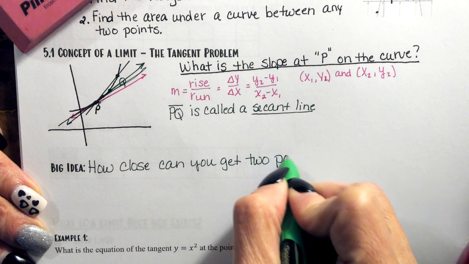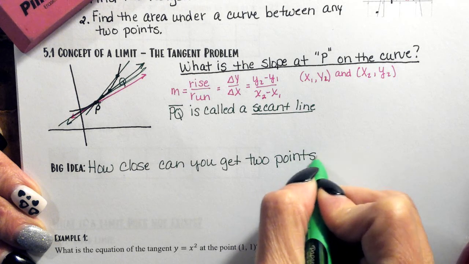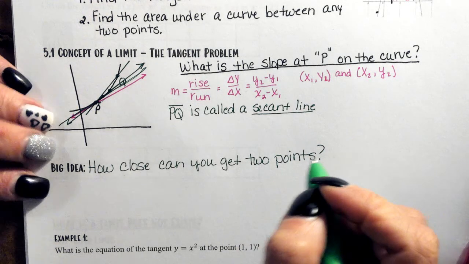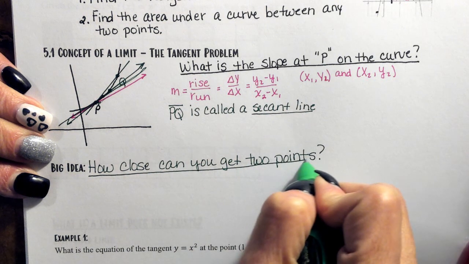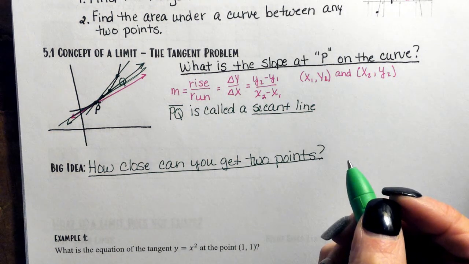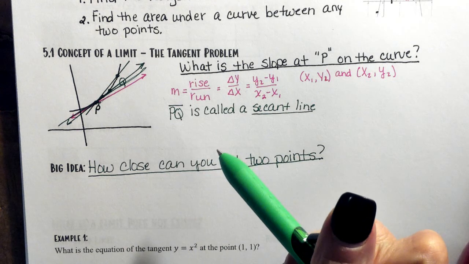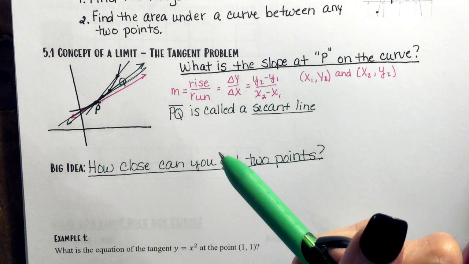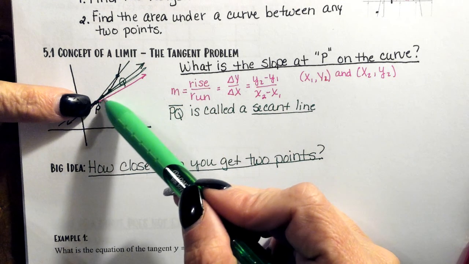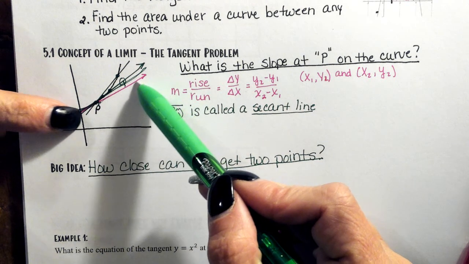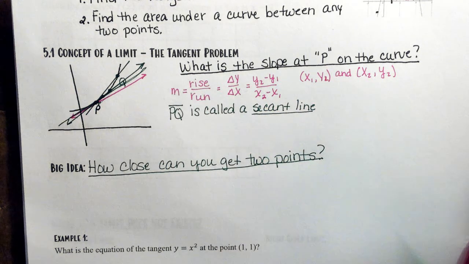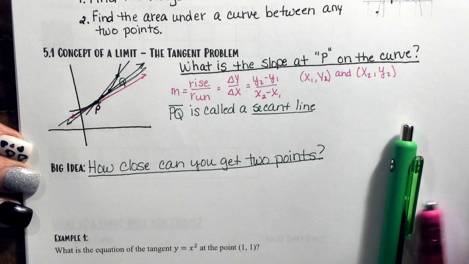You know what? We're going to get them really, really close. How close can you get 2 points? We can get these points so close that there's literally no difference between P and Q. Therefore, we get the slope of the secant is the slope of the tangent line, because it's all about the slope. So how close can we?